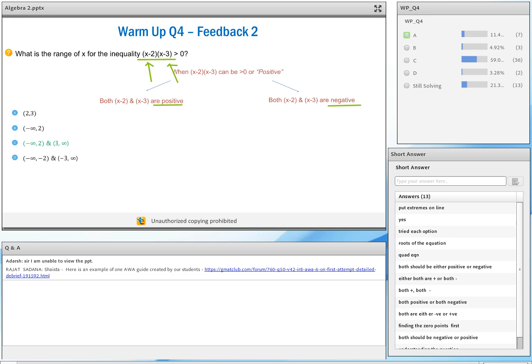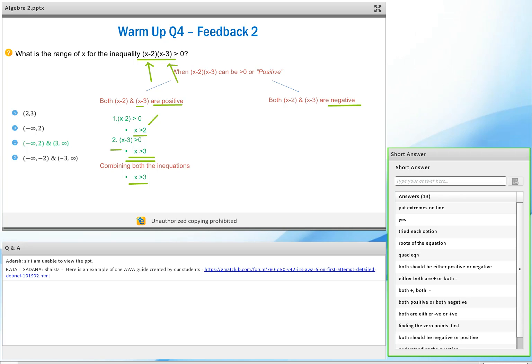Essentially, you're considering these two as two numbers, and thinking, when is the product of two numbers greater than 0? Now you carry forward. If x minus 2 is to be positive, this means that x minus 2 is greater than 0. If x minus 3 is to be positive, this means x minus 3 is greater than 0. That means x is greater than 2 and x is greater than 3. If x is greater than 3, in that condition x will also be greater than 2. So by combining these two inequalities, what you're getting is x is greater than 3.